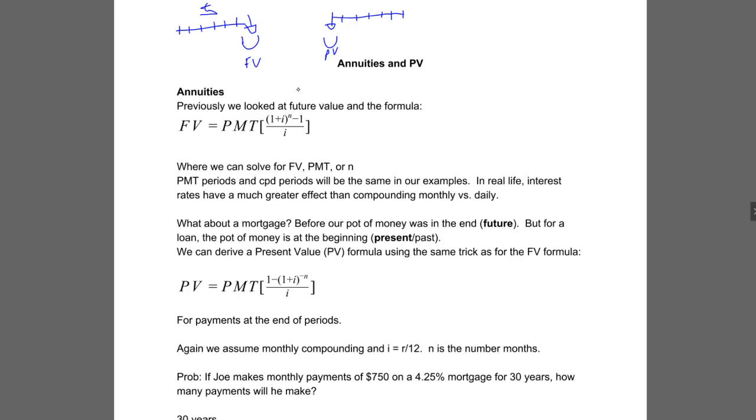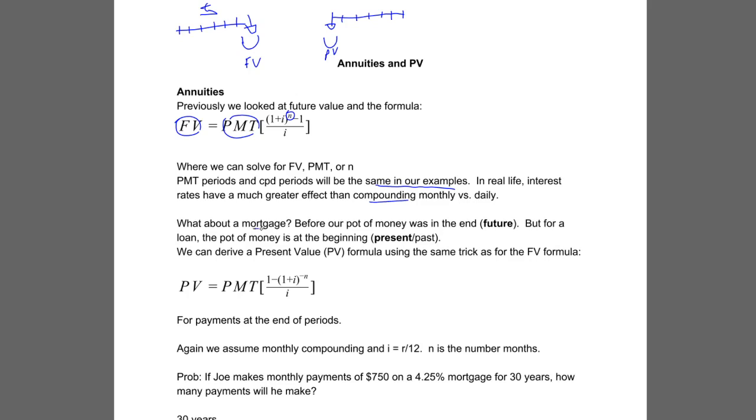All right, so previously we looked at future value in this formula, and we showed that if you were given all the other things, you could solve for future value. Or if you're given everything except for payment, you could solve for payment. If you're given everything except for n, you could solve for n. So I worked one problem just like each of those. Also, we made an assumption that everything is monthly. So the compounding will be monthly and the payments will be monthly. And this was just a review from last time.